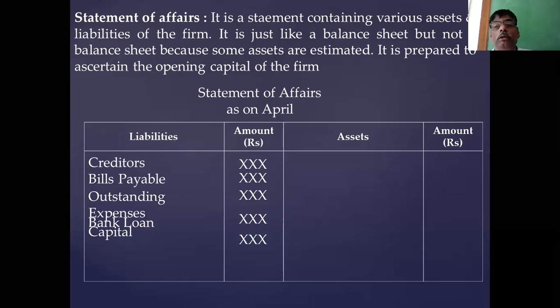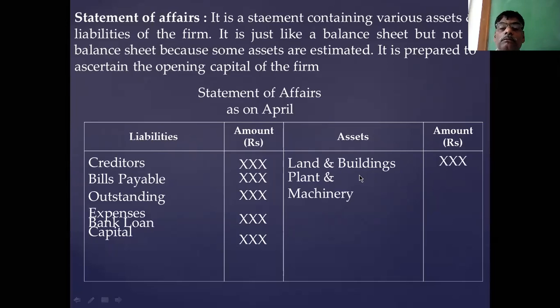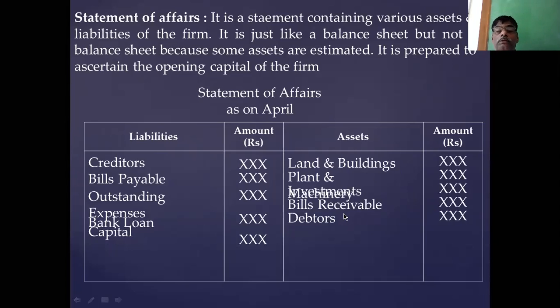This capital may be given in the problem, or you may ascertain the capital. On the asset side, land and building is the first item. Plant and machinery is the second item. Then investments is the third one. Investments, bills receivable, debtors, stock, cash at bank. These are the examples I have taken on the asset side. Then how to prepare this, you remember. I'll tell you about this.